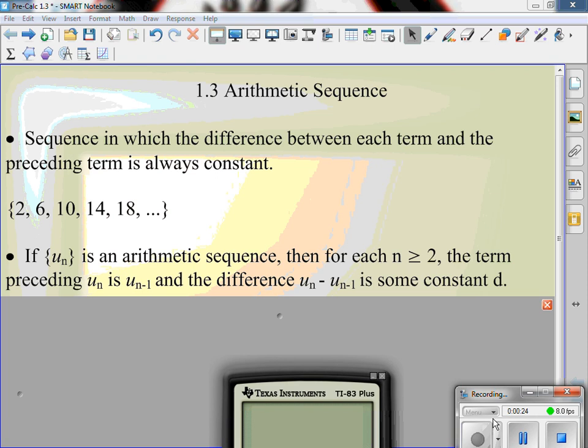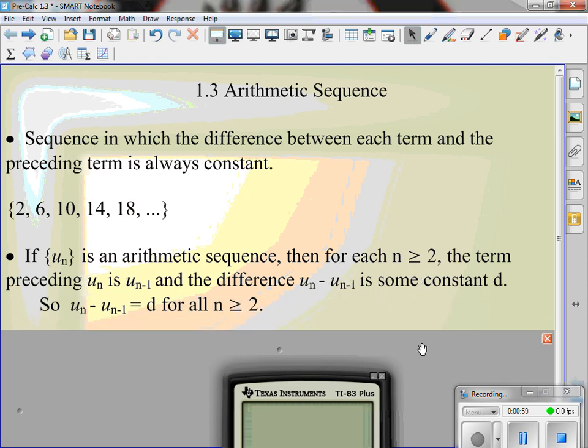If the sequence u sub n is an arithmetic sequence, for each n greater than or equal to 2, the term preceding u sub n is u sub n minus 1. If we have u sub n, the term before that is u sub n minus 1. The difference between them is u sub n minus u sub n minus 1. We call that a constant d. So u sub n minus u sub n minus 1 gives us our constant d for all n greater than or equal to 2.